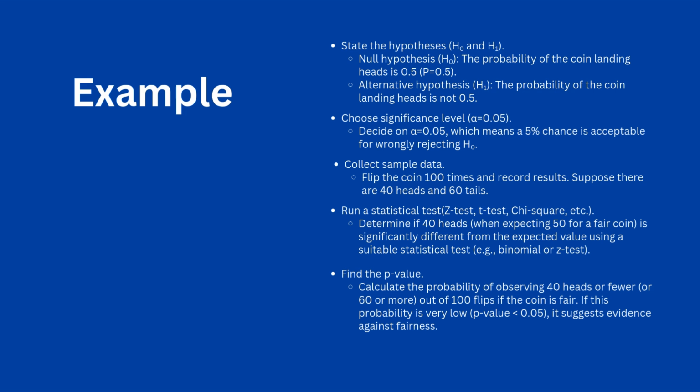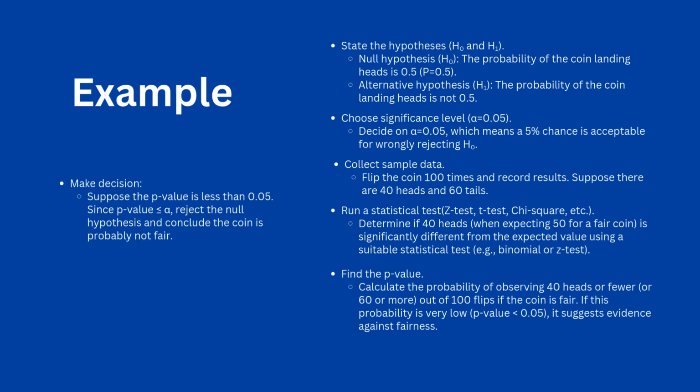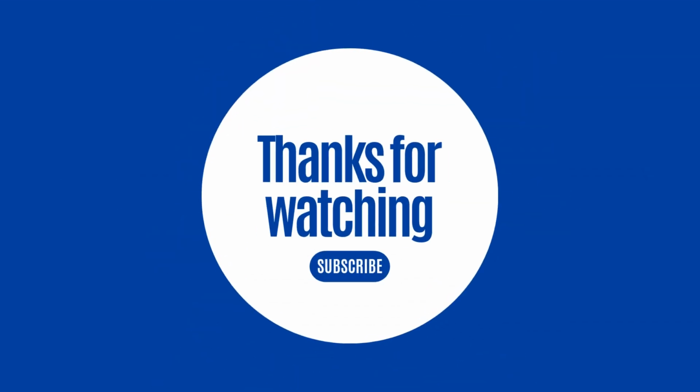Now step 7, suppose the p-value is less than 0.05, you reject the null hypothesis and conclude the coin is probably not fair. That's it. This process can be used in countless real world situations to guide a decision and support a claim with data. Thanks for watching and stay curious.